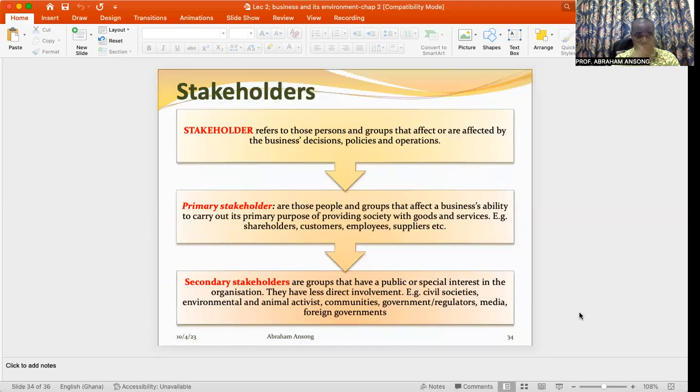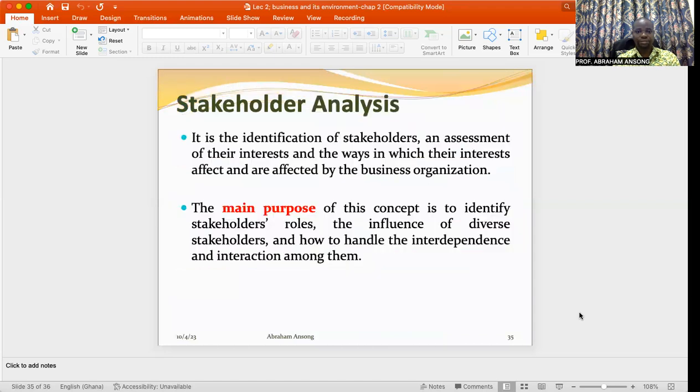The secondary stakeholders tend to have less direct impacts, even though they are also stakeholders that will influence the operations of the business organization. So we have civil societies, environmental and animal activists, communities. Depending upon your type of business, your secondary stakeholders could vary. In fact, it gets to the point of the media. All of them have an interest in how a business organization is run.